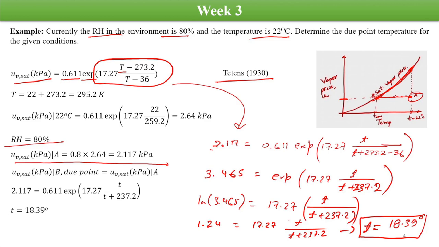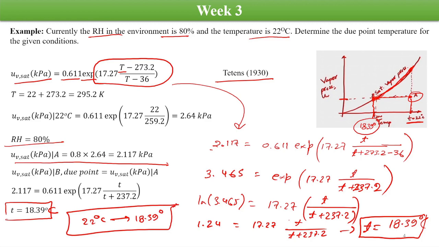18.39 degrees. Okay. So for the same vapor pressure, we were initially at a temperature of 22 degrees. Now the temperature is dropped such that the end temperature is going to be 18.39 degrees. At that point, you will have the dew formation. So you'll reach the dew point temperature. So the dew point temperature is nothing but 18.39 degrees Celsius. So by lowering the temperature from 22 degrees Celsius to 18.39 degrees Celsius, you can easily reach the saturated vapor pressure line, and you can reach the dew formation state.